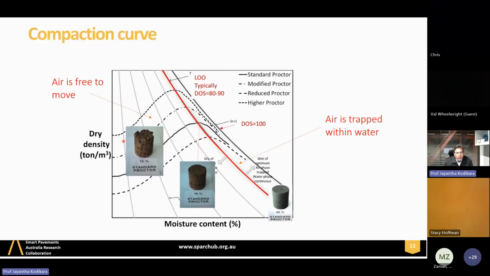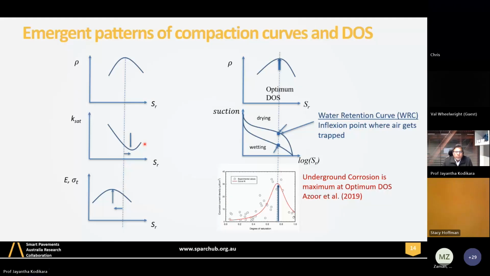However, for pavements, you need to reduce rutting, so you need pore pressures to not build up. When you have this kind of structure with macropores and suction holding them together, you get better rutting performance, or reduced rutting. There are other emergent patterns you can detect in the compaction curve that are related to unsaturated soil mechanics.